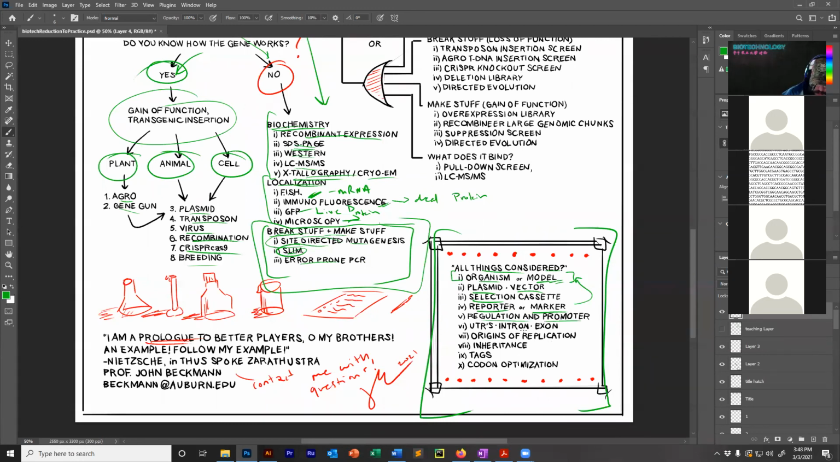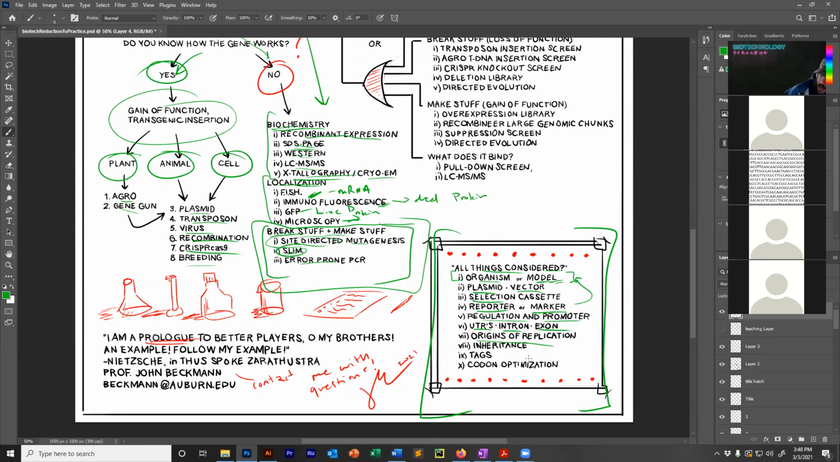Regulation and promoters. Do you have the right promoters installed? Do you have the right regulatory networks installed? Do you need to turn it on in an inducible manner? Do you need it to be shut off? Do you worry about leaky expression? All these things can cause problems. Are you thinking about the untranslated regions? Are there introns of concern? Are there exons of concern? Is there alternative splicing? All these things can mess things up when you start working in eukaryotes and you start asking them to build things for you, okay?